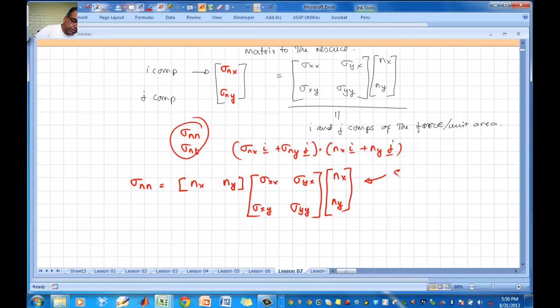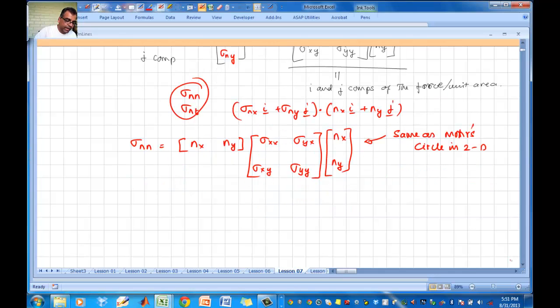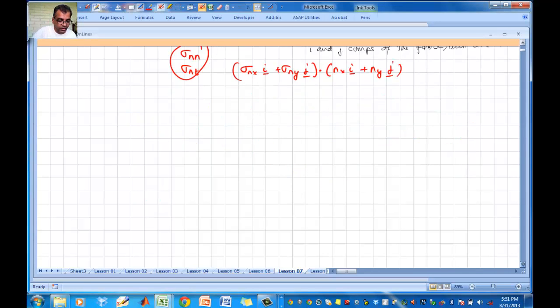This is the same as Mohr's circle in 2D. The thing is, you can extend it to 3D. It's not a problem. In 3D, the reason why I am writing this in red is because these two results are important.